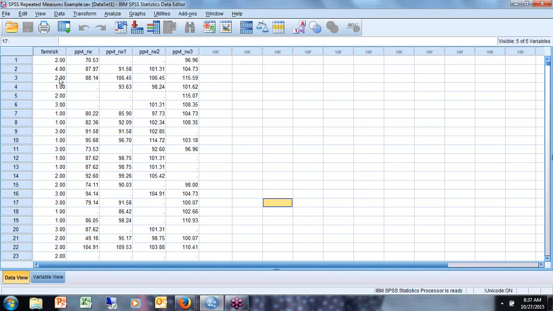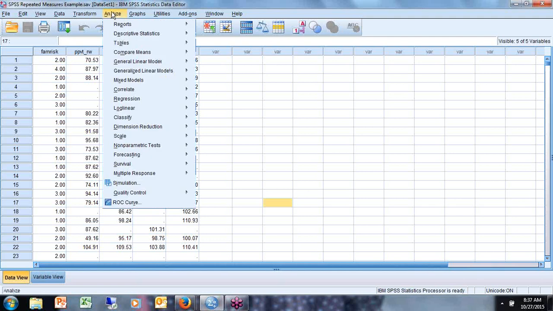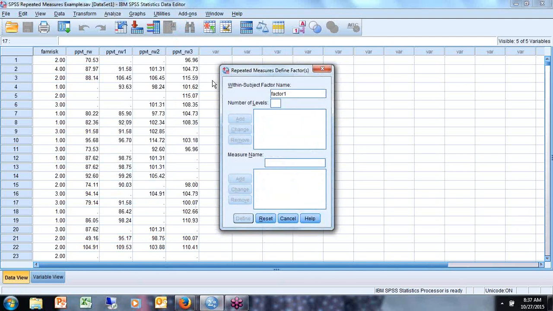And we're wanting to see whether there is an interaction between time and family risk in explaining the differences in these PPVT Rasch-Wright scores across these 4 grade levels. To do that, we go to Analyze, General Linear Model, Repeated Measures. Our within subjects factor, which is our repeated measure, we're going to call time, and we'll have 4 levels because we have 4 grade levels. Click Add, and we get down here and we click Define.